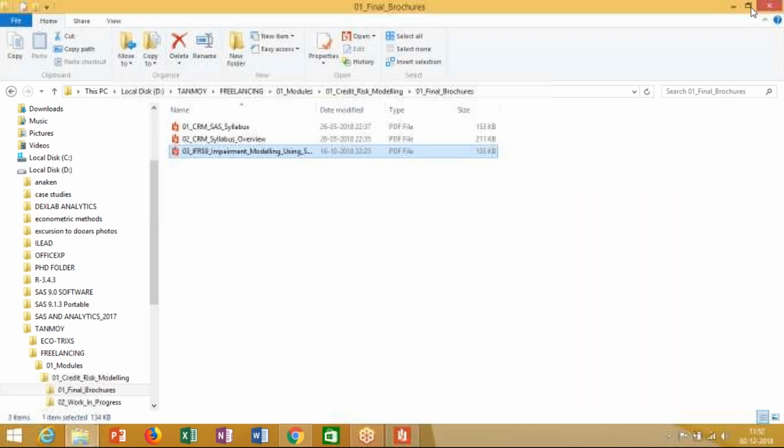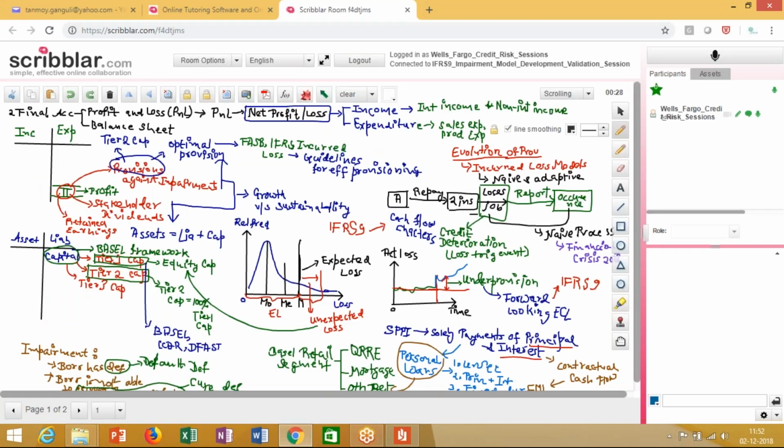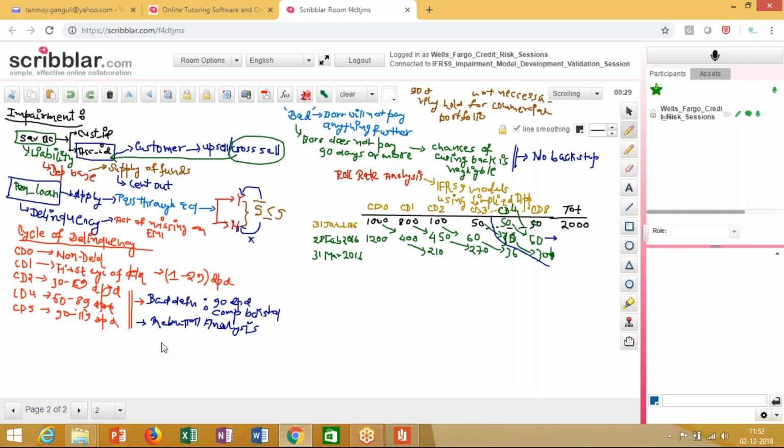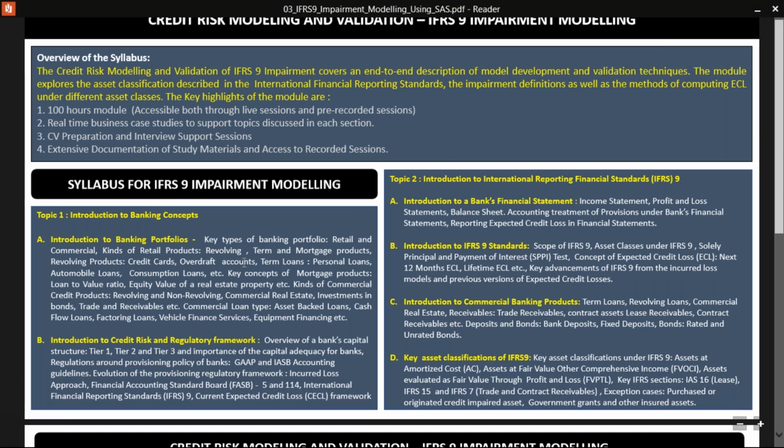Okay. So let's start our discussion with an introduction to key banking portfolios, the type of assets that they have, and the key differences in the classification between Basel and IFRS. Right. So this is what we would be focusing our discussion on in today's class.